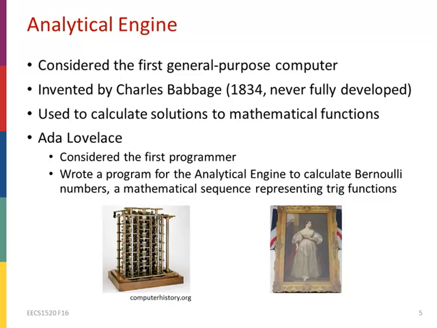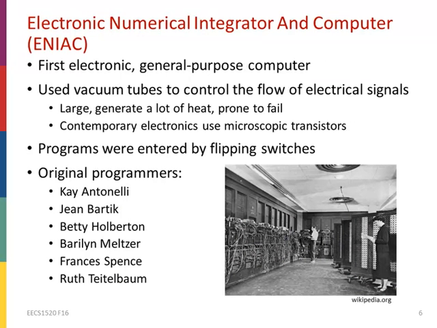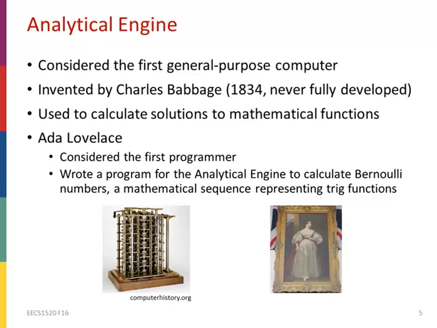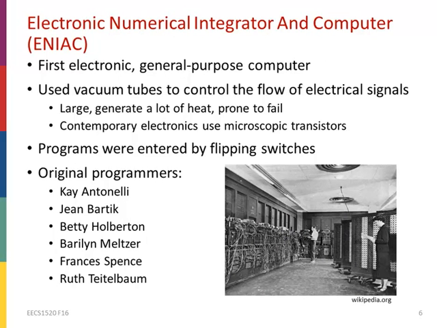So Ada Lovelace is considered the first programmer, and it's for her work with the analytical engine. That was the first general purpose computer, but the first electronic computer is considered to be ENIAC. Remember, the analytical engine only works if you manually crank it, if you manually turn the crank and get it to perform the calculations. But ENIAC was an electronic device.